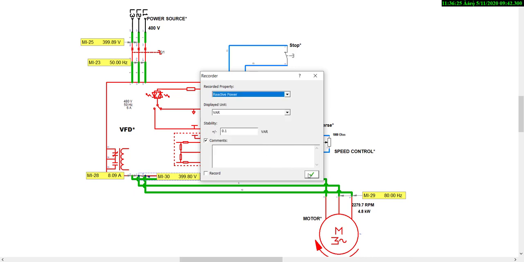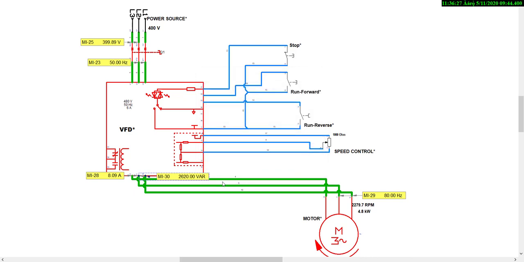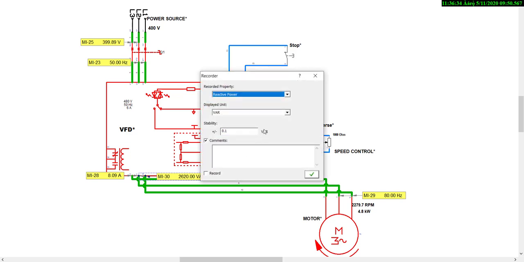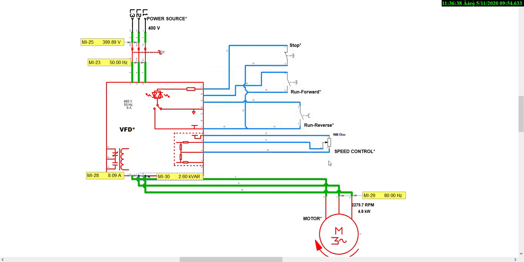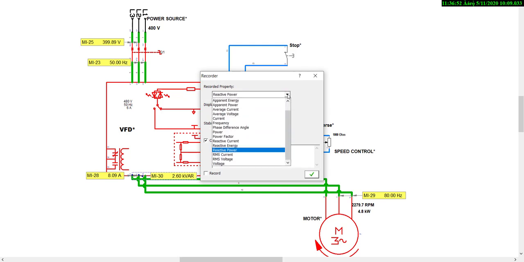When we look at our power, reactive power is 2620 VAR, which, let's change it to kVAR, is 2.6 kVAR. I think we all understand the difference between apparent power and reactive power. So let's change this to apparent power.